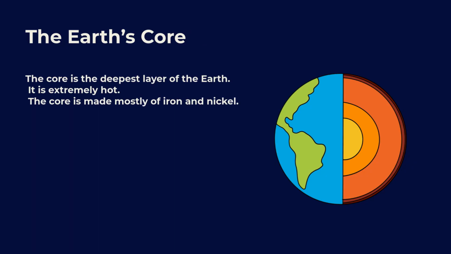The core is the deepest layer of the Earth. It sits at the very center of our planet. The core is extremely hot, even hotter than the surface of the sun. It is made mostly of metals like iron and nickel.